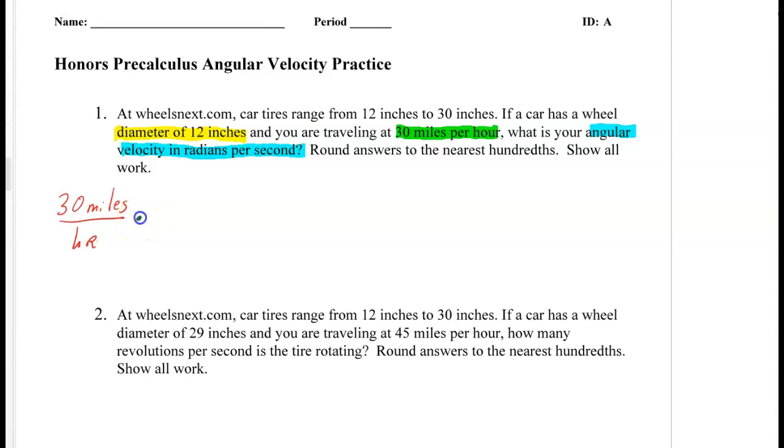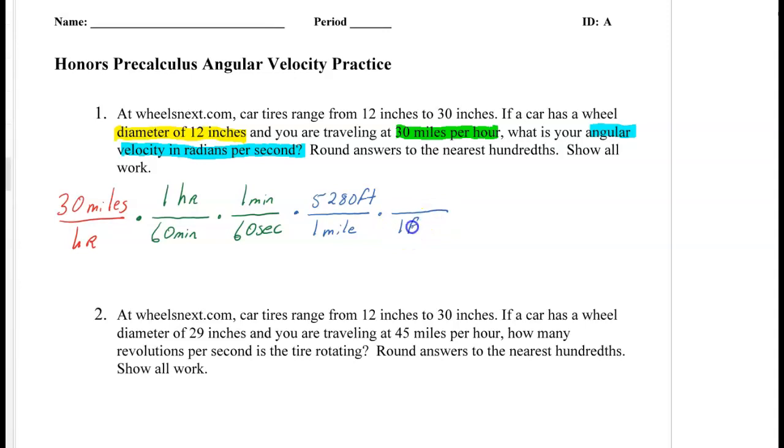So I need to convert the hours to seconds. So we know 1 hour is 60 minutes. We know 1 minute is 60 seconds. So both of those numbers in green are 1. The next thing we need to do is convert miles to inches. Because the wheel is in inches, we know that 1 mile is 5,280 feet. Again, we want the miles in the denominator, so the units will reduce. We know that 1 foot is 12 inches.